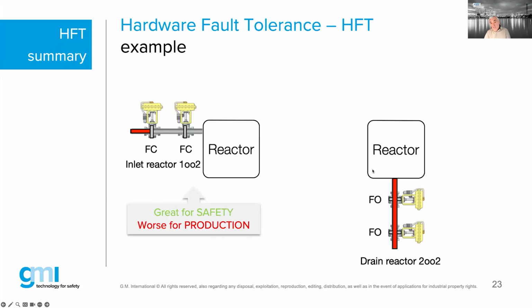On the right-hand side, we take the same reactor, but now we're going to talk in favor of the production people. That means to drain the reactor, we're taking 2 valves again, but now the valve is FO, which stands for fail open. That means to drain this reactor, I have to open the top valve and I have to open the bottom valve. Production people, they love that.